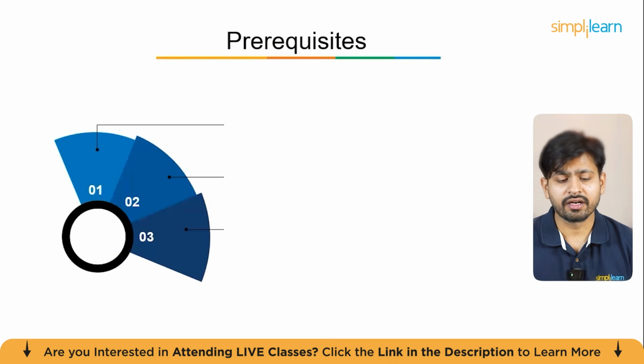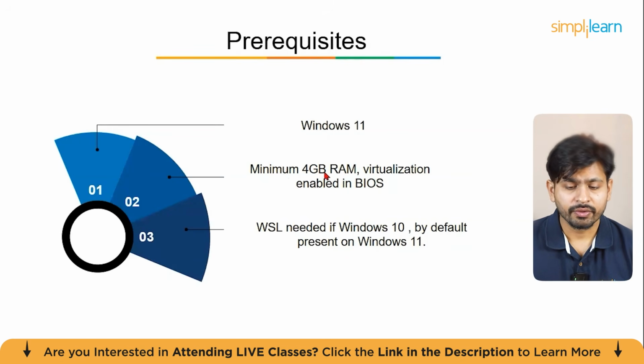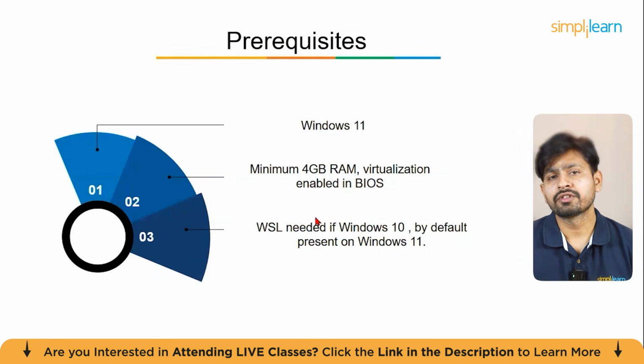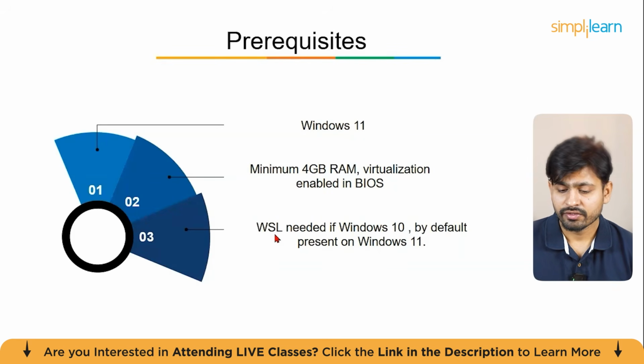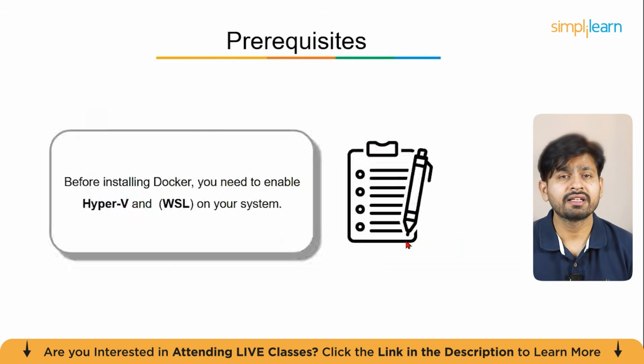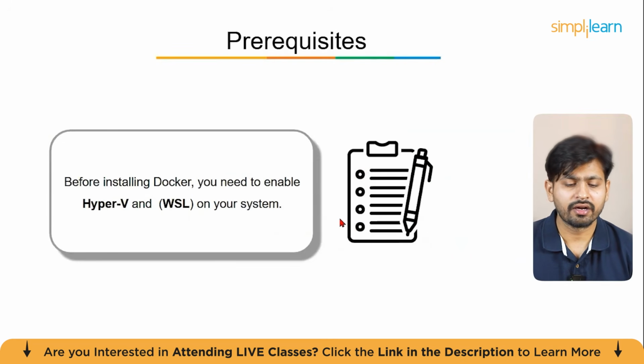Now, let us understand the prerequisites when you are installing Docker on Windows. First of all, I would suggest that your operating system is Windows 11, though Windows 10 is also fine, that would be workable. Then you need 4 GB RAM and you need to have virtualization enabled in the BIOS. And the most important thing is that you need to have WSL enabled in your system. By default, it is present in Windows 11. In Windows 10, you need to install WSL. Before installing Docker, you can also go for Hyper-V, but I will say WSL is pretty much enough for the installation.